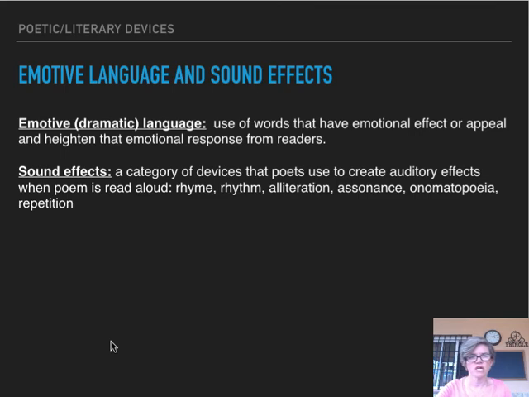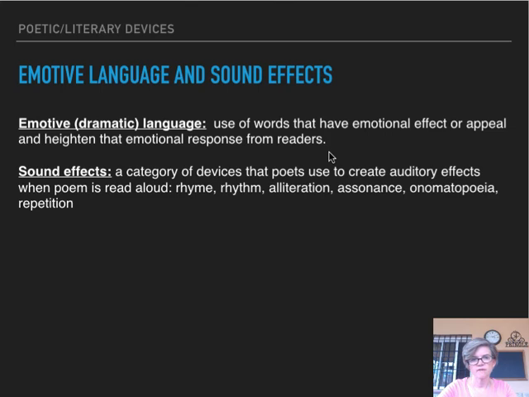All right, we're near the end here. Last two terms. The last two terms are kind of bigger categories, okay? But you need to be comfortable to use them in your analytical writing and be able to spot these things. Emotive or dramatic language: words that have emotional appeal or have an emotional effect or heighten the emotional response of the reader, okay? The poet will use something specifically emotive or specifically dramatic to create emotional effect.